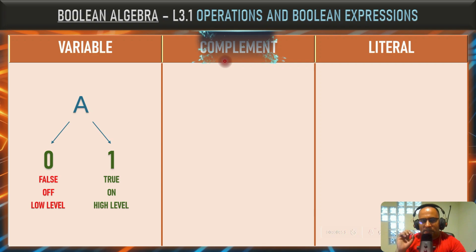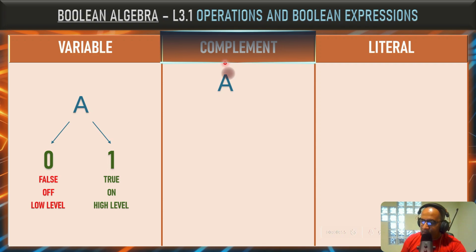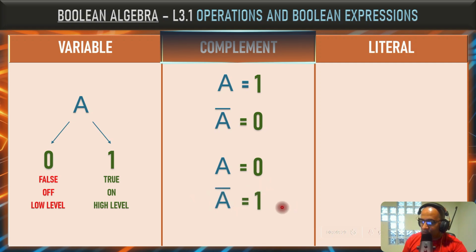A complement is simply the inverse of a variable, and the way we represent it is by placing a bar over the variable indicating that it is negated. You'll see me use this all the time. A bar, A negated, not A, the inverse of A. All these terms mean exactly the same thing. The idea is very simple. If a normal variable equals 1, its complement equals 0. And if a normal variable equals 0, its complement equals 1. In other words, the complement always represents the opposite state of the original variable.